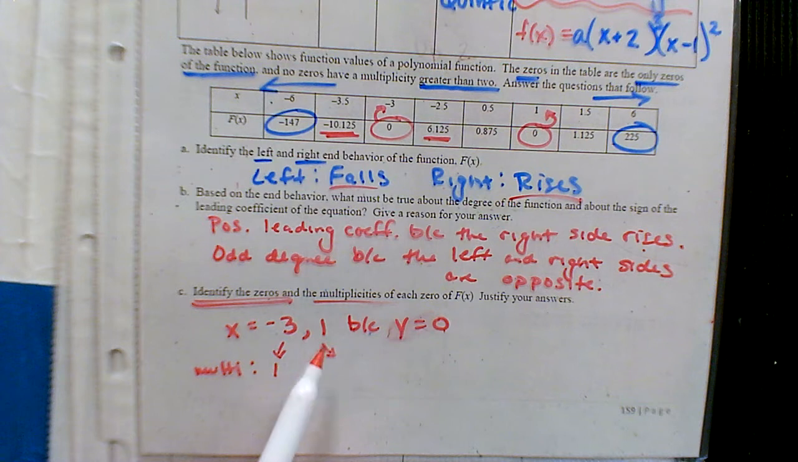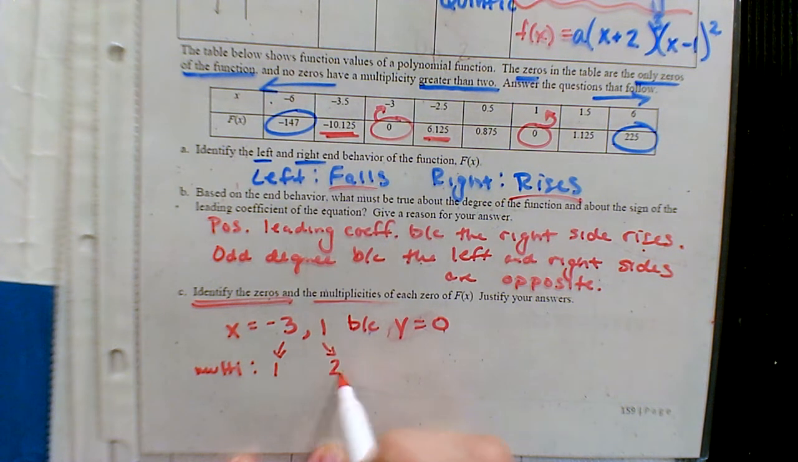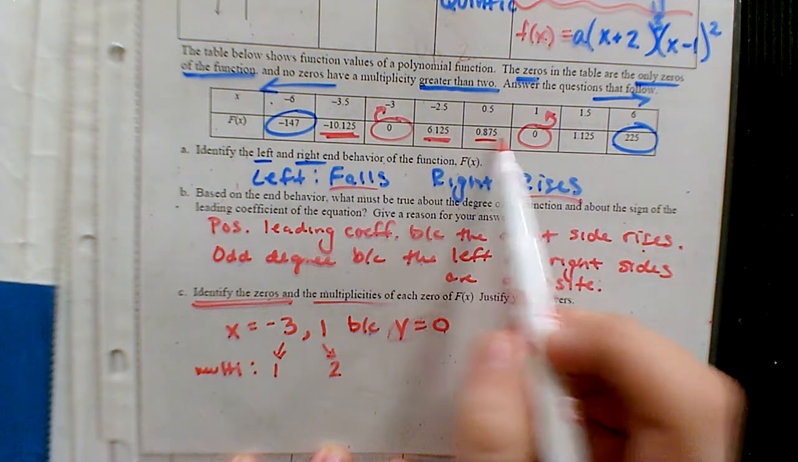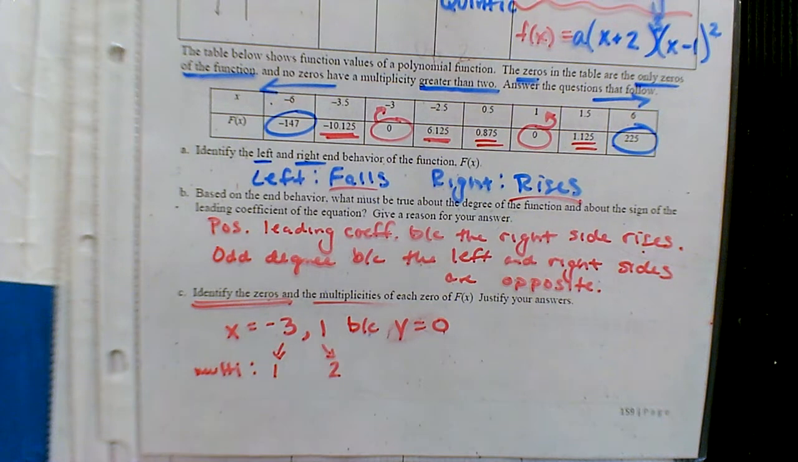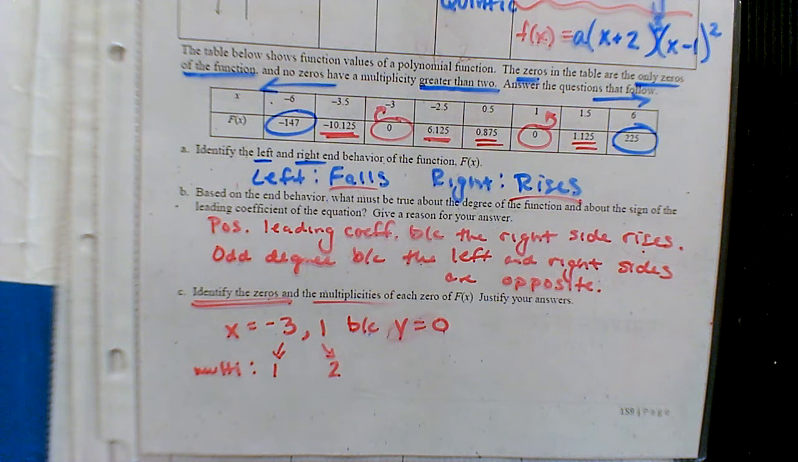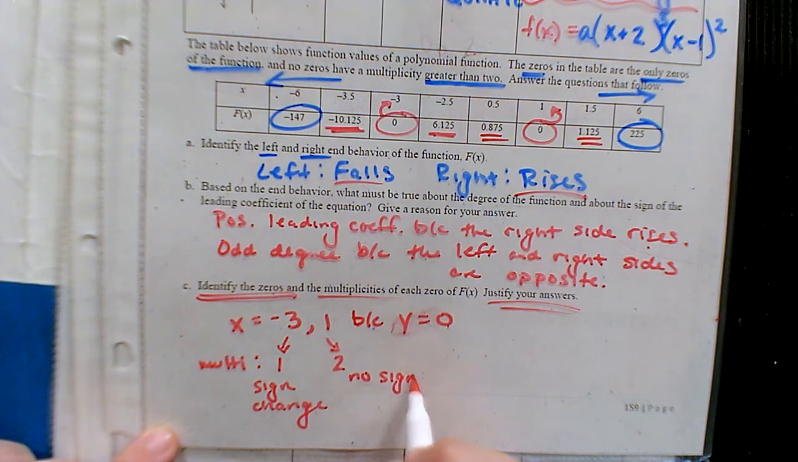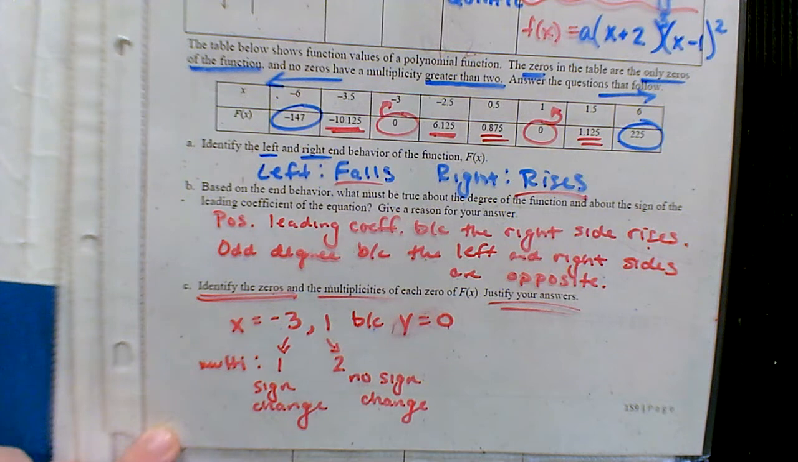Okay. And then what about the multiplicity for the x-intercept of 1? Yeah, it is 2. How'd you know? Because it's falling and rising, hits it. Exactly. There's no sign change there, so you're not going through the x-axis, you're just touching it or kind of bouncing. So that's our multiplicity of 2. All right, for this one, it says justify your answers. We'll say that there's a sign change for that multiplicity, and no sign change for that multiplicity.